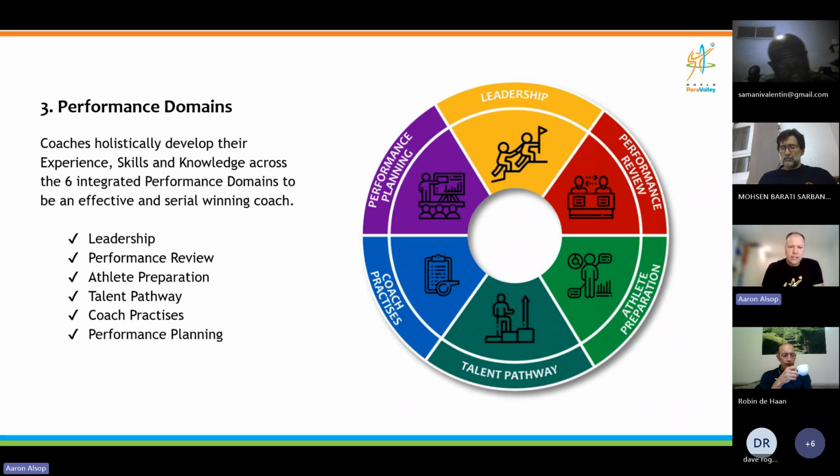So what are you doing around your leadership skills? What do you do around performance planning and performance review? What do you do around athlete preparation? What do you do around your coaching practices? And then what do you do around that talent pathway space? Underpinning these performance domains, I'll present to you in a few slides what our framework is that underpins those 6 particular areas. But different to a sports-specific coaching course, which we know is very focused on technical and tactical, we need to look a lot more holistically now in the way that we develop our coaches.